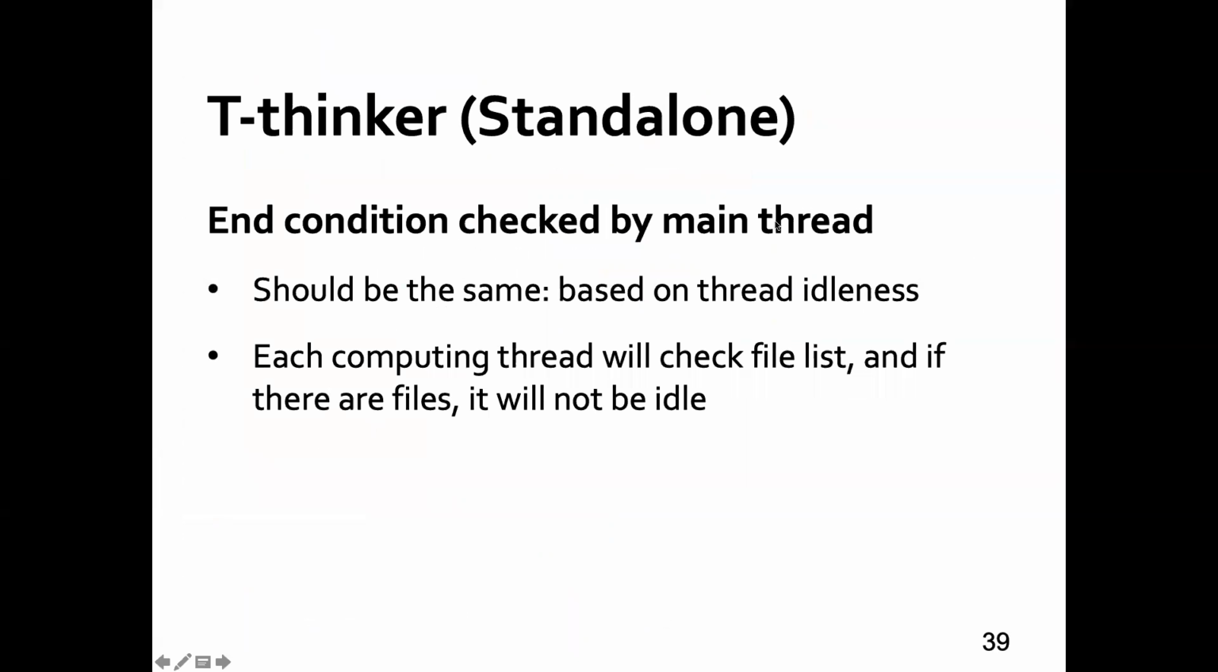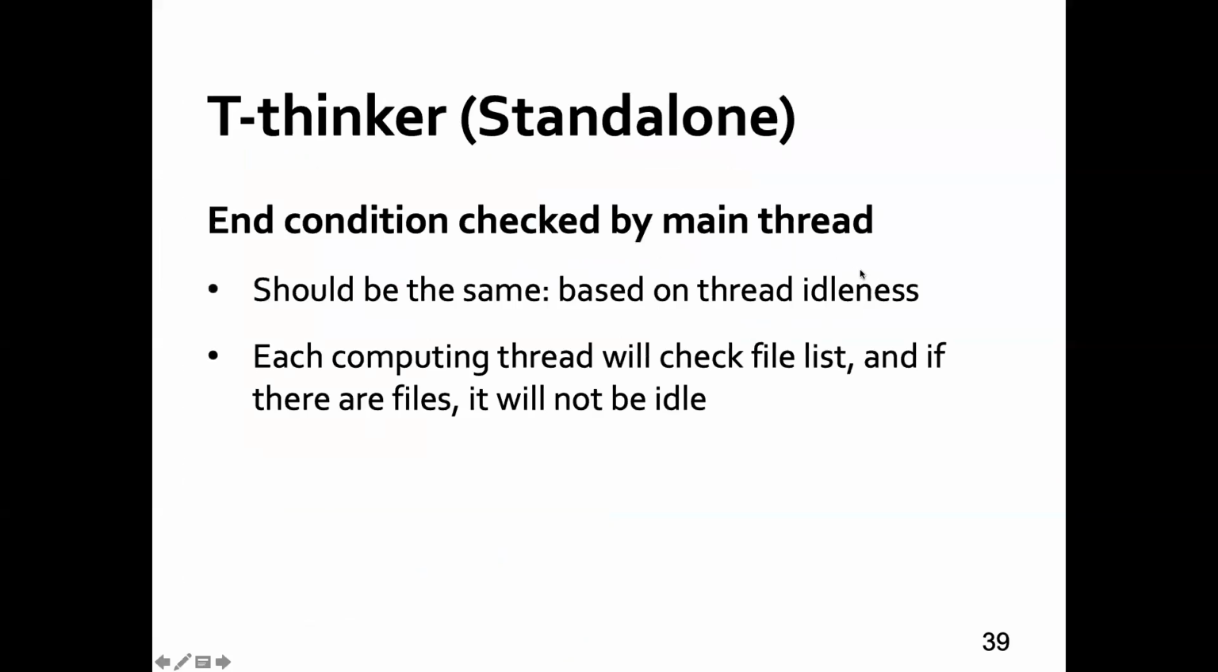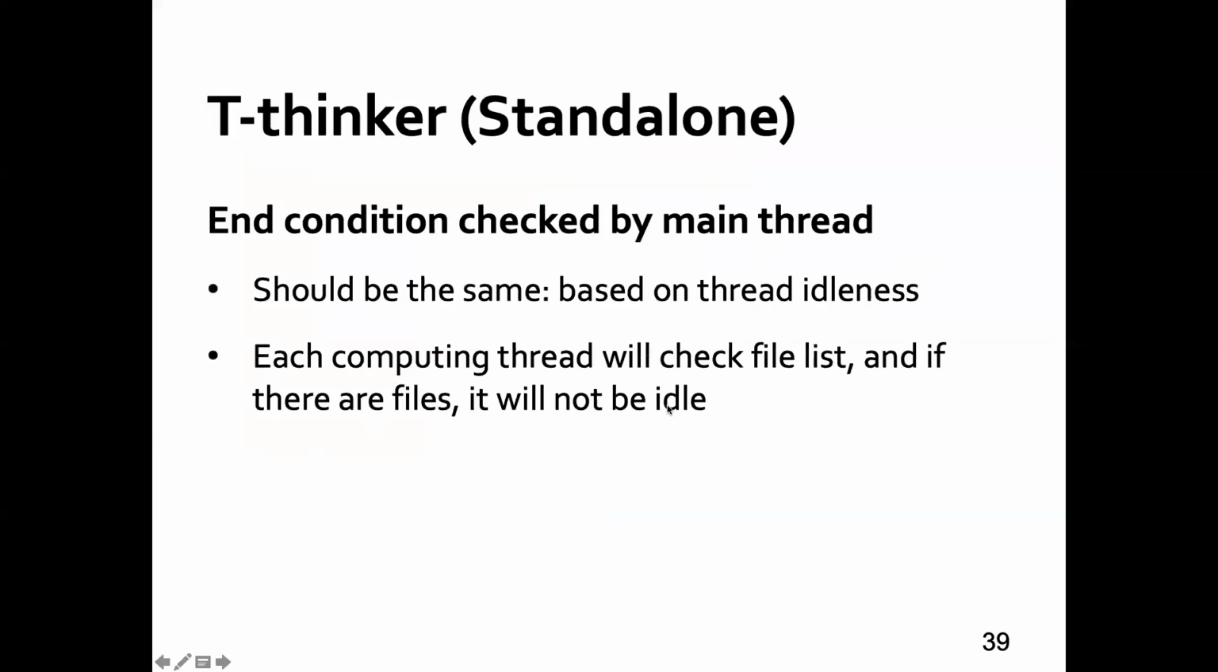And the condition checked by the main thread, I think it should remain the same, because your thread idleness is controlling when the main thread should stop, right? Remember, we have case 1, case 2, case 3. And now the only difference is that we add an additional requirement. So instead of just seeing whether there's anything in the queue, we first refill. If there's really nothing in the file and also nothing in your local data array, and nothing in the task, you will become idle. So when all threads become idle, they already guarantee there's nothing in the file and nothing in the data array. So I think the end condition should be the same, but you can double check.